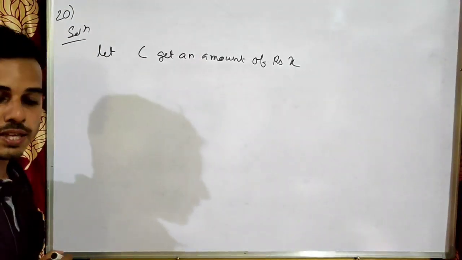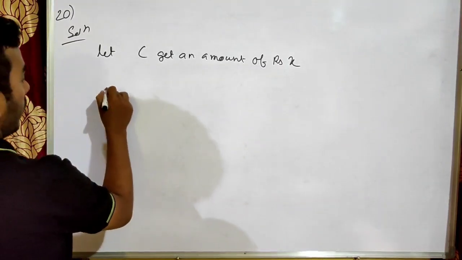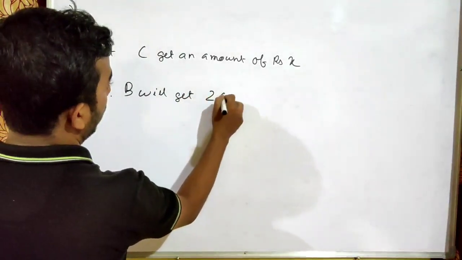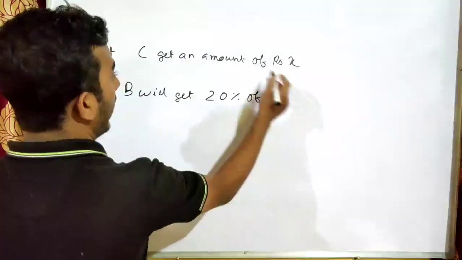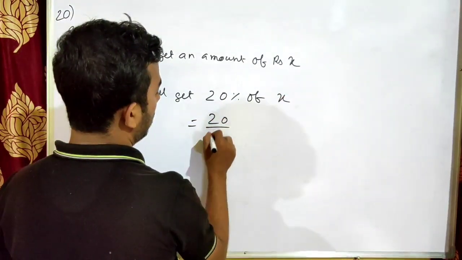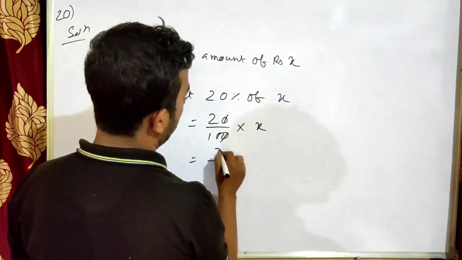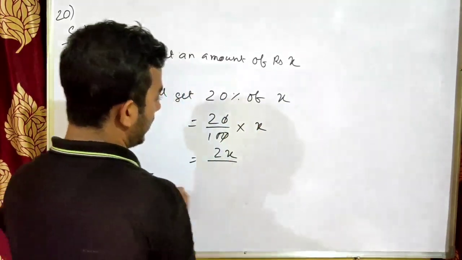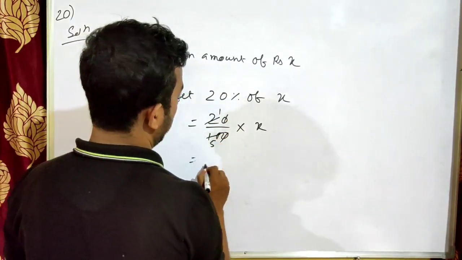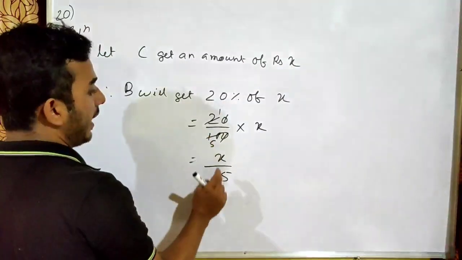Okay, if C gets rupees X, then B gets what? B gets 20% of what C gets, isn't it? Therefore B will get 20% of X. So 20% means 20 by 100 of X, then this 0 cancels, so it will be 2X by 10, which is further divisible. 2 into 1 is 2, then 2 into 5 is 10, that is X by 5. Okay, C gets X, B gets X by 5.